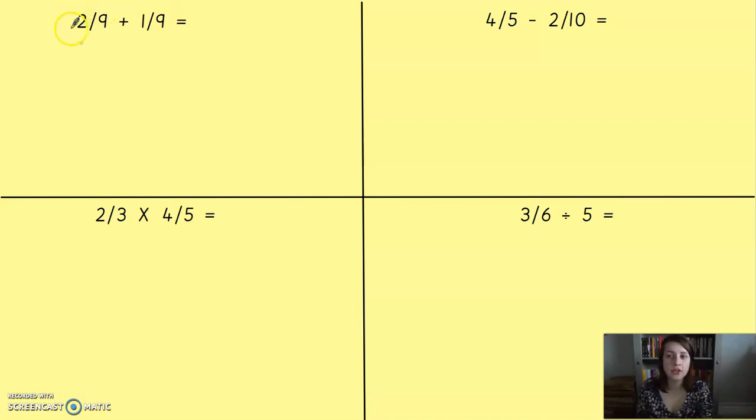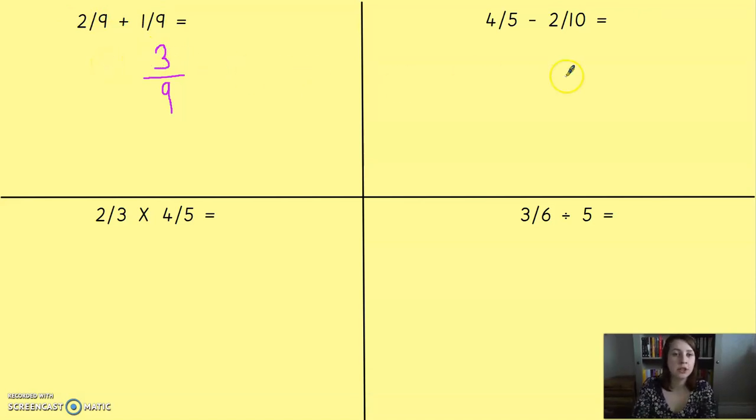So when you add or subtract a fraction, you never add the denominator or subtract it. So the denominator stays the same. If it's already the same like it is in that one, that's perfect. So you just add across the top. So that would become 3/9.